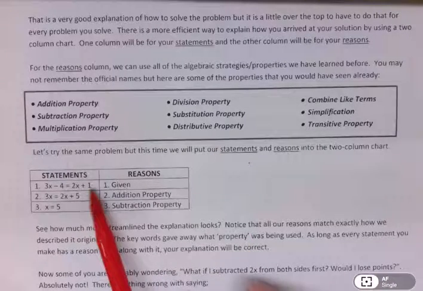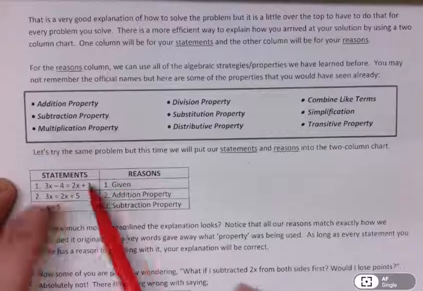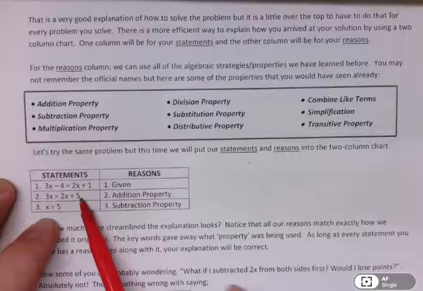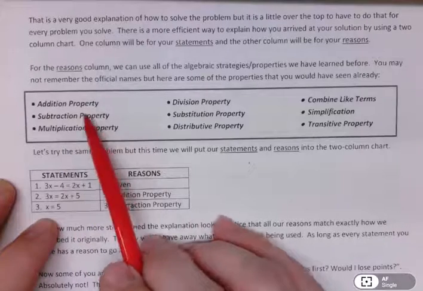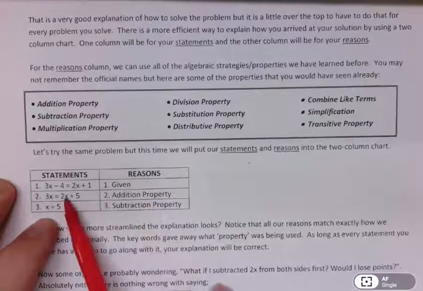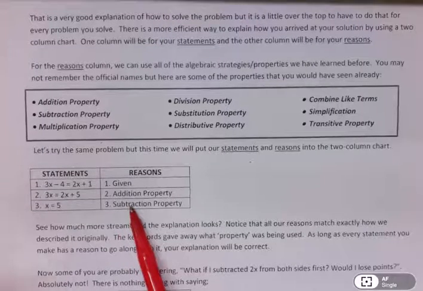So if you look at the same example we just did, you start out with simply just the given. You always start with your given. And then we added 4 to both sides, so we used the addition property. And that's all you have to write. Then you subtracted 2x from both sides, and that's the subtraction property. Okay?